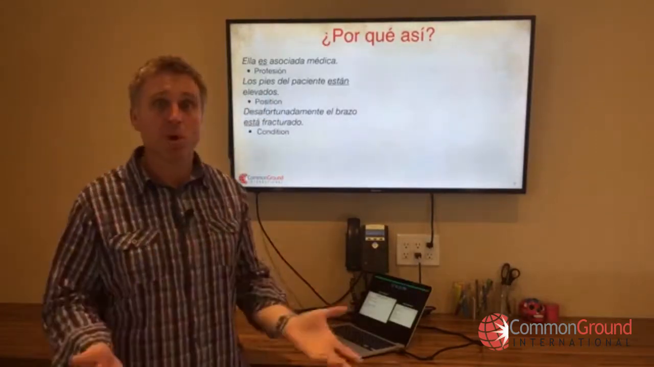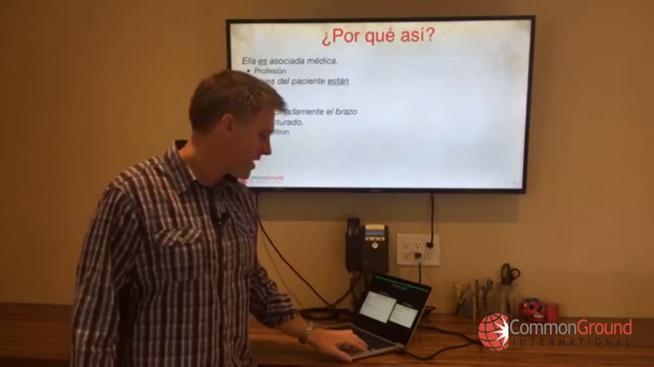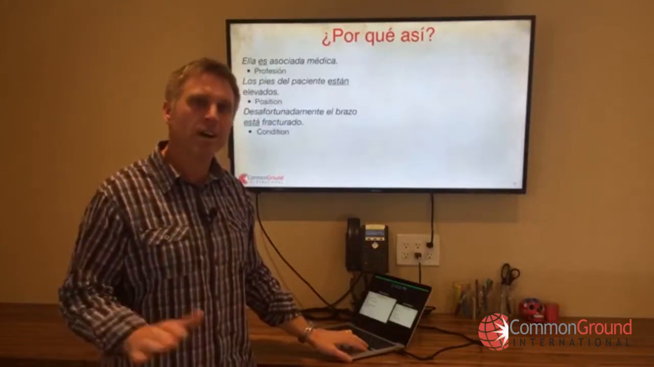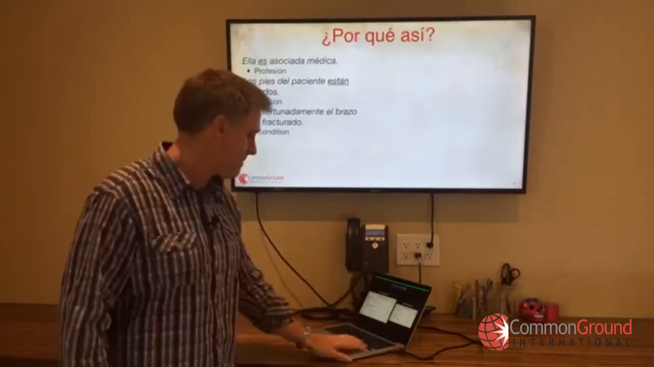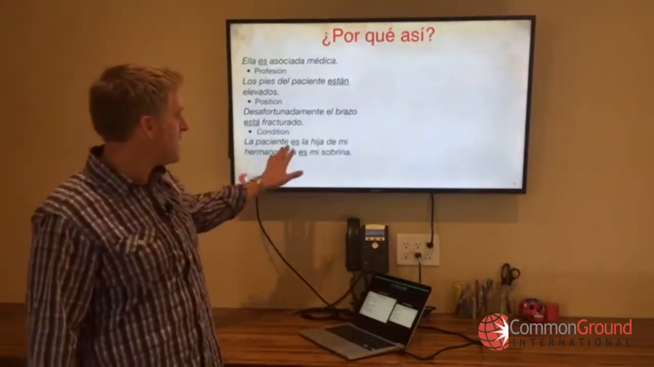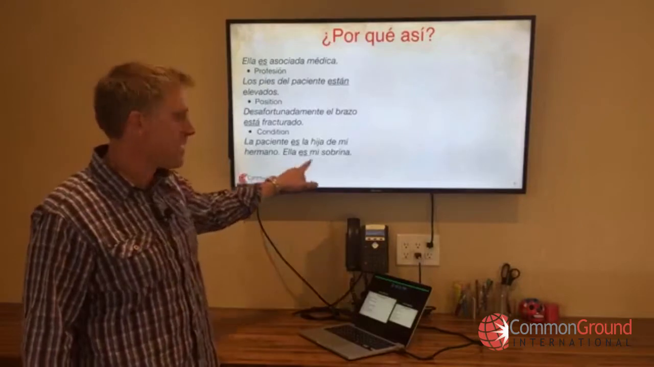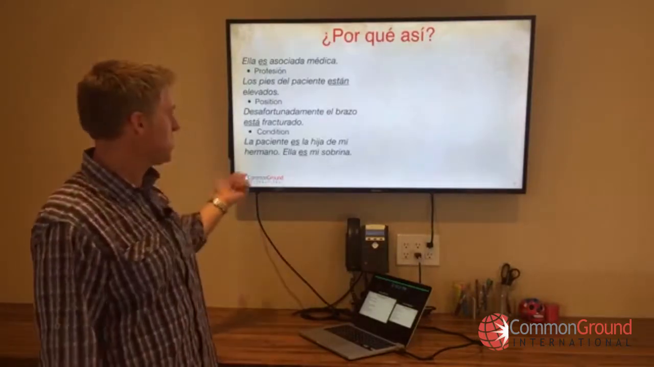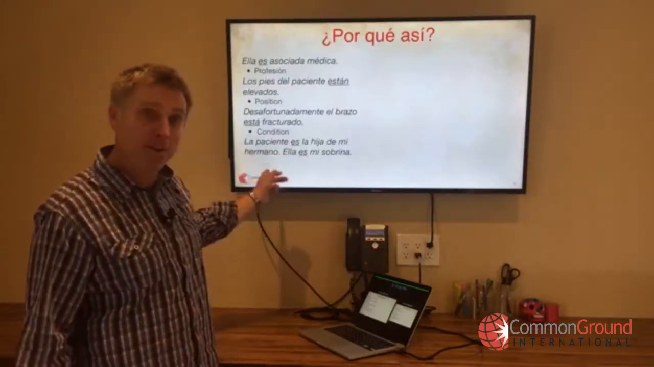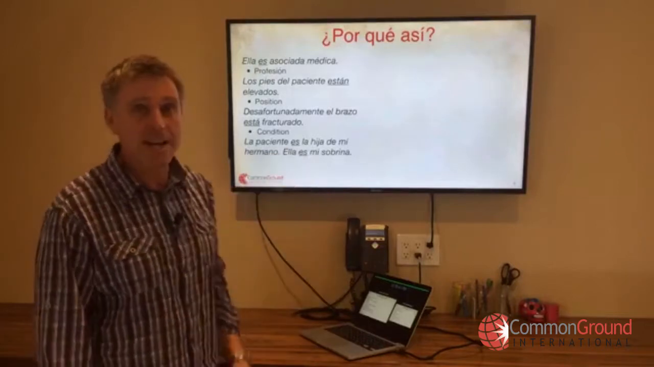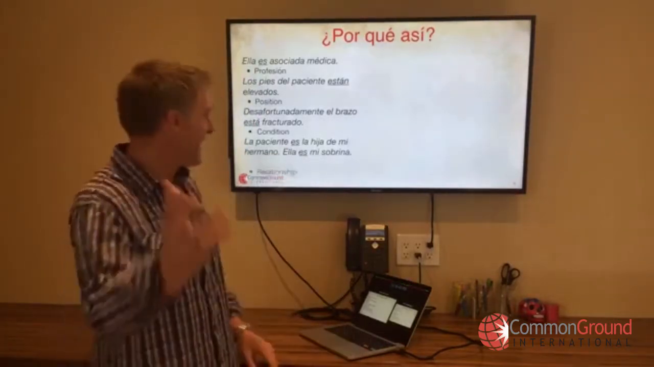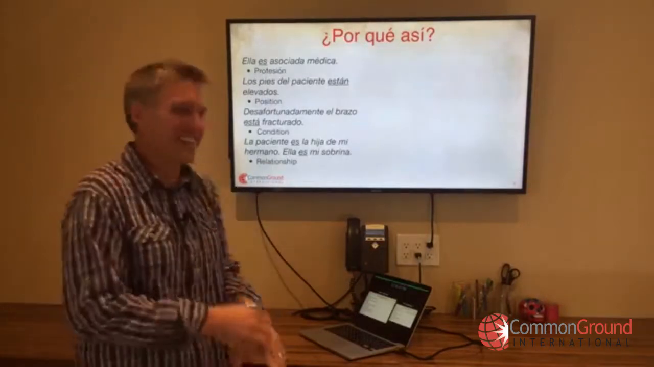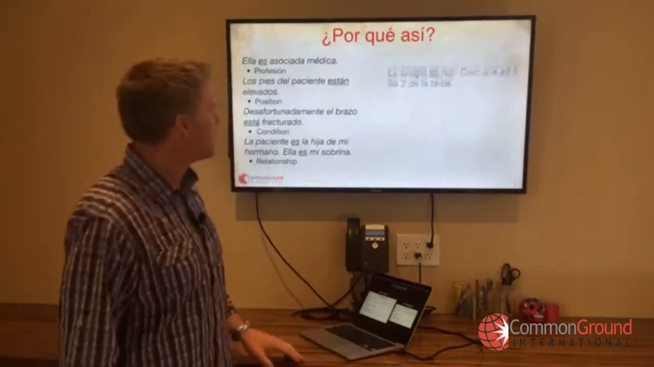Condition. It is broken. The condition that it's in. That's not characteristic of the arm. It's the condition or the state that it's in at the moment. Okay? La paciente es la hija de mi hermano. Ella es mi sobrina. The patient is the daughter of my brother. She is my niece. What's the relationship? I just gave it to you. Relationship. Muy bien. All right, perfecto.